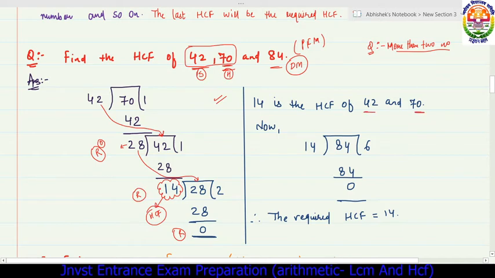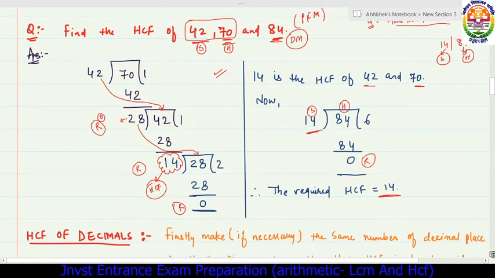The question does not end, because we have found the HCF of only 42 and 70, that is 14, but I have to solve with 84 also. So now 14 and 84: this is the higher number, this is the smaller number. The higher number is written in the inner portion and the smaller number in the outside portion. Now 14 6s are 84, it directly cancels and the remainder comes 0. The 14 is our final answer.